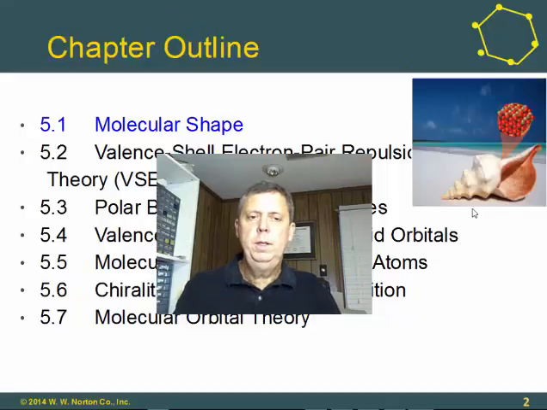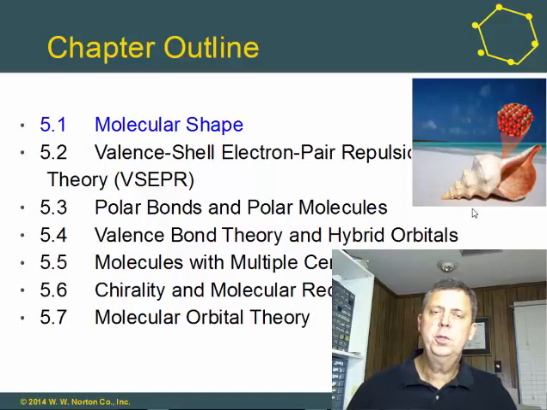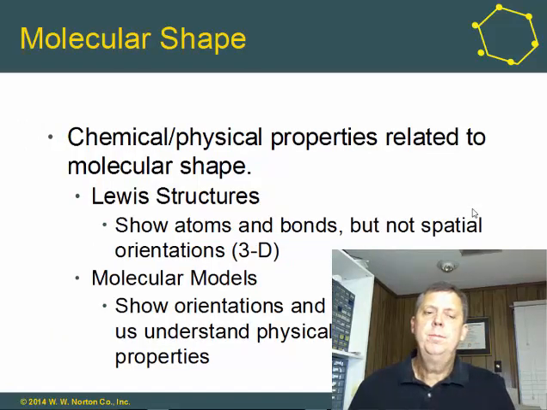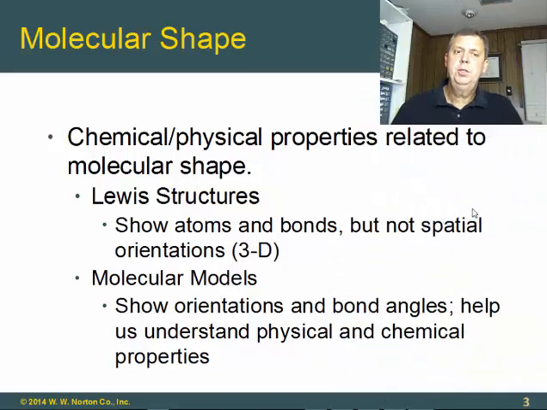All right, so now let's discuss molecular shapes. We can actually use Lewis structures to predict the shapes of molecules. It gives us lots of useful information. Chemical and physical properties are both related to the shapes. We use Lewis structures to show atoms and bonds, but we don't really get spatial arrangements, the 3D orientations that show what these atoms look like.